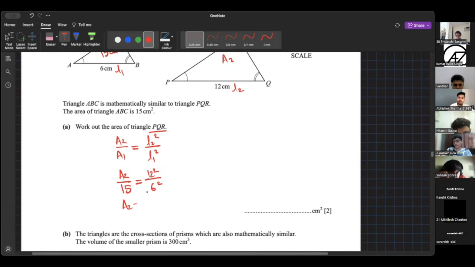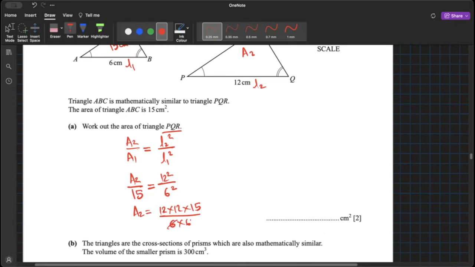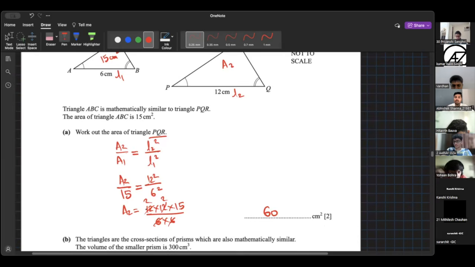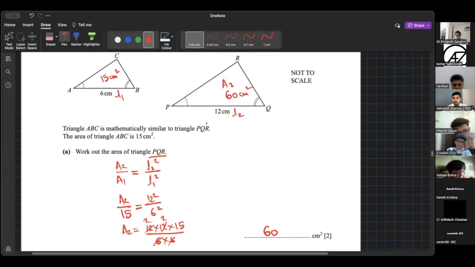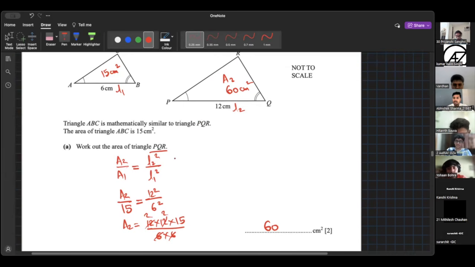So A2 is going to be 12 square. We can write 12 into 12 into 15 divided by 6 square. We can write 6 and 6. So both by 2, 6 1 is 6, 6 2 is 12, 15 2 is 30, 2 is 60. 60 centimeter square is the answer. That's the area of the second triangle PQR. Clear? Any questions in? None, sir.